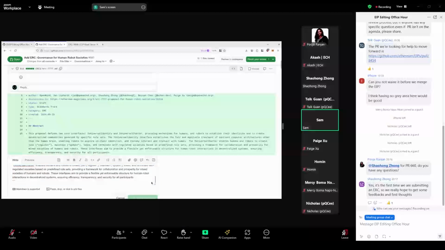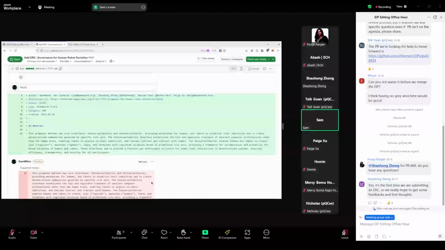Okay, so this proposal defines two core interfaces: universal identity and universal charter for human and robots to establish identities and to create decentralized communities governed by specific rule sets. The universal identity interface establishes a fair and equitable treatment of sentient computer architectures other than the human brain, enabling robots to acquire on-chain identities and thereby interact and transact with humans.